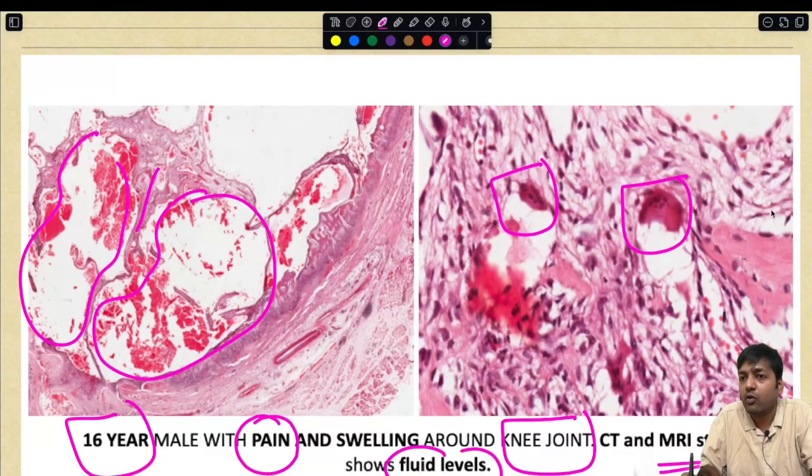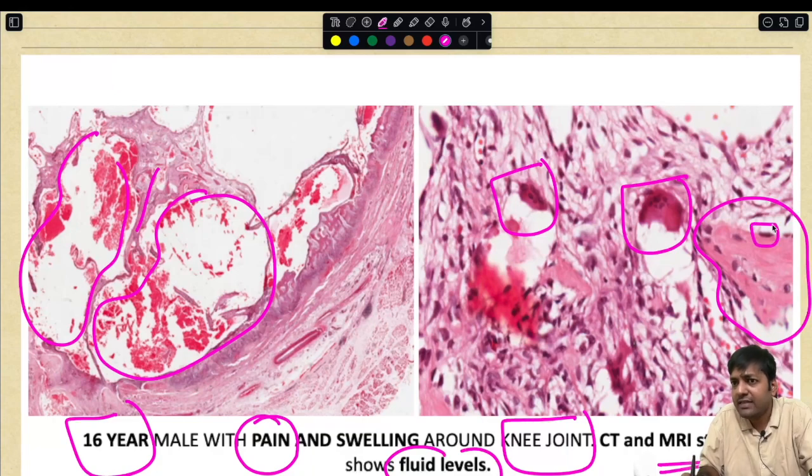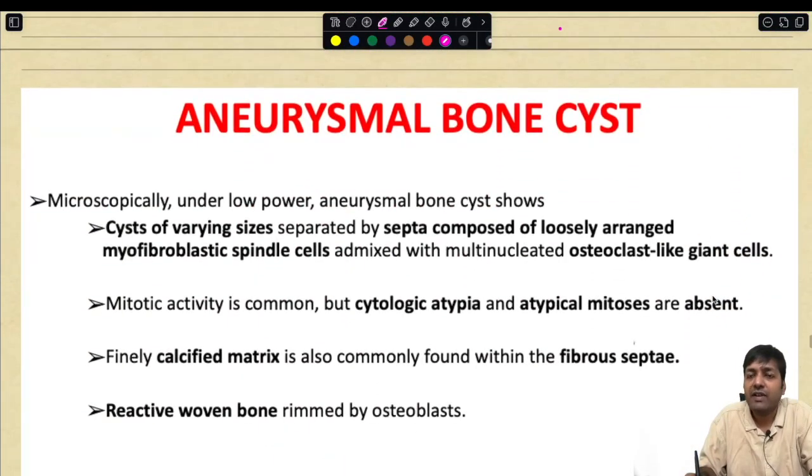As we can appreciate over here, some reactive bone formation is also there. Why are we saying reactive? Because you can see the lining osteoblastic cells over here. So it is a case of an aneurysmal bone cyst.